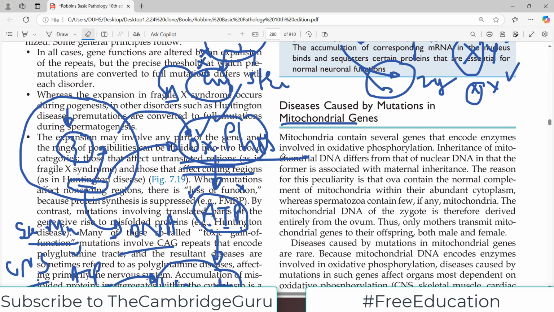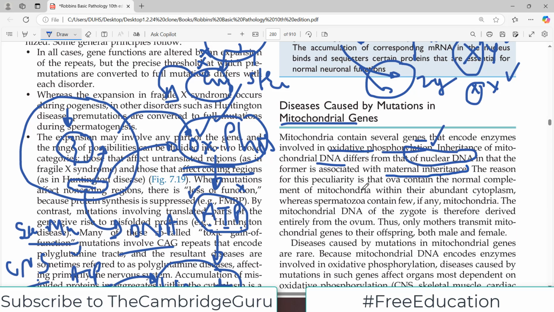So let's start reading up. This paragraph should be a piece of cake for you. So mitochondria contains several genes that encode enzymes involved in oxidative phosphorylation. This is something that I told you already. Inheritance of the mitochondrial DNA differs from that of the nuclear DNA in that the mitochondrial DNA is associated with maternal inheritance because it comes from mother.